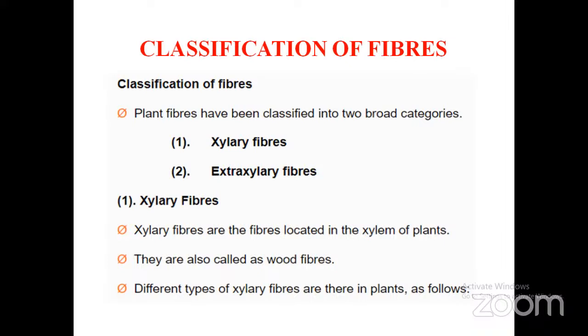And another one is libriform fibers. Libriform fibers are highly specialized xylem fibers. They are long cells with narrow lumen like a true fiber. This libriform fiber possesses numerous slit-like pits on its secondary cell wall. Some pits we can also find on this libriform fiber. These two. And another one is extraxylary fiber.